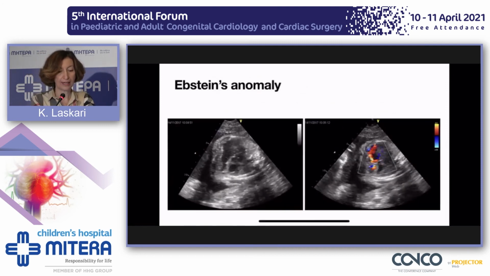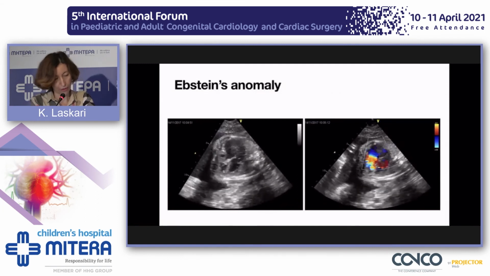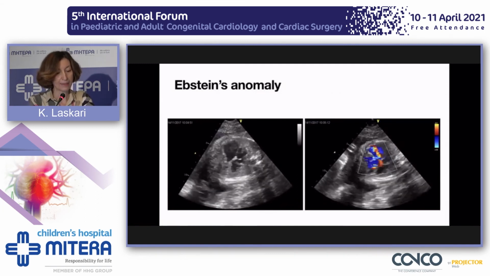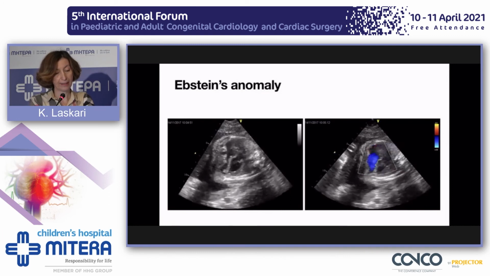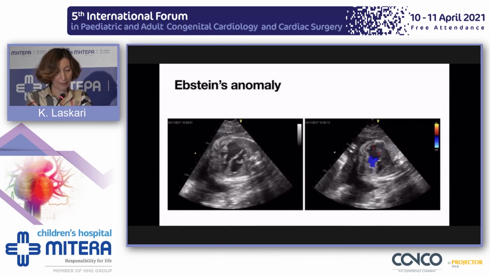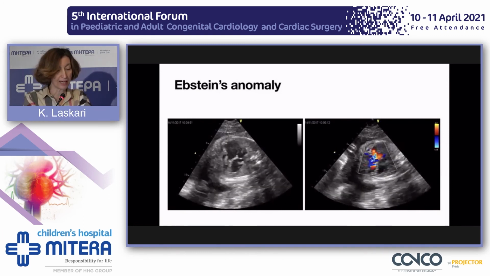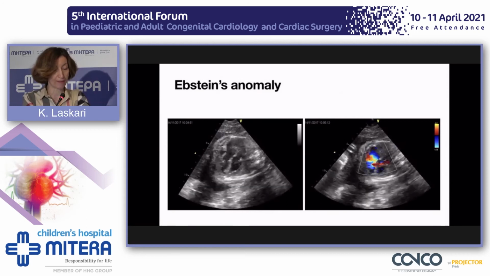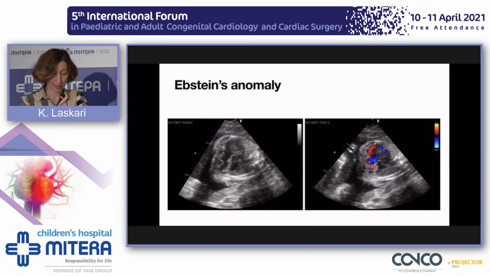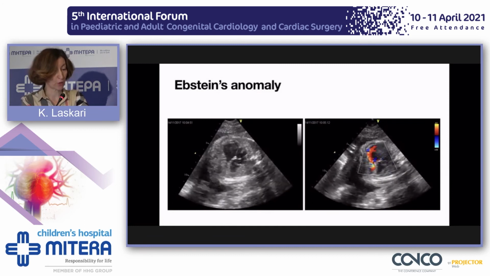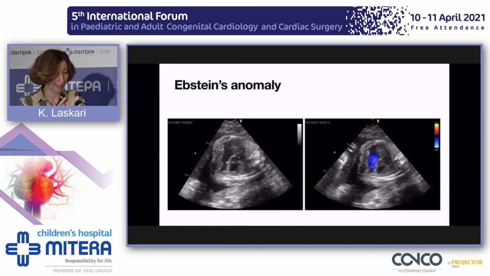Another, rarer cause of fetal tachycardia is Ebstein's anomaly. Ebstein's anomaly is when the diaphragmatic leaflet of the tricuspid valve is dislocated down into the ventricle. There is a lot of tricuspid insufficiency, and sometimes there are accessory pathways that cause fetal tachycardia.